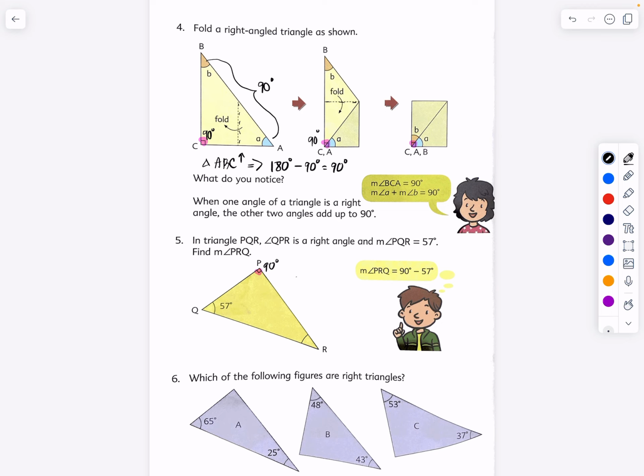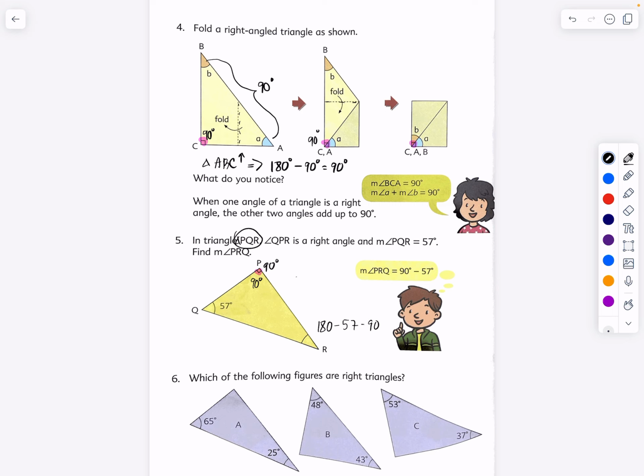So, similar exercise, we have a triangle PQR. We have a triangle PQR, and we know that one angle is 57. Another angle is labeled with this special symbol. We know it's 90. How do we find the missing angle R? We say 180 minus 57 and minus 90. We can do it that way.